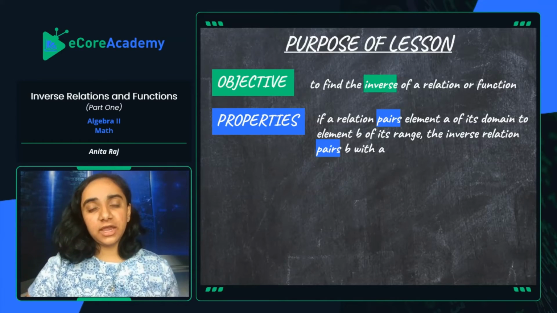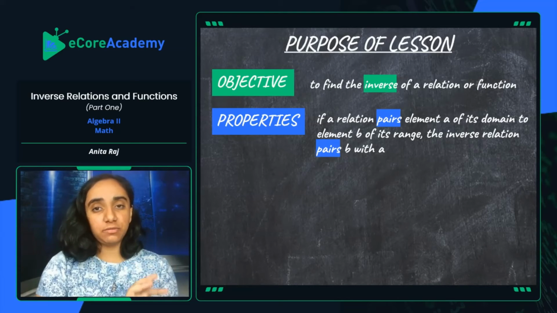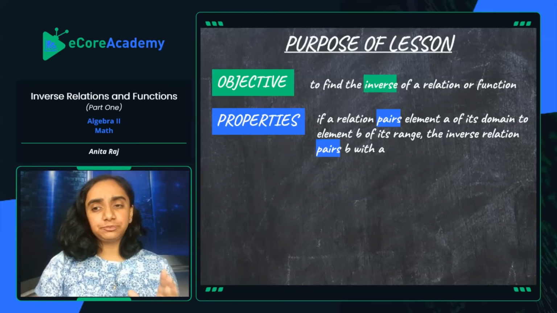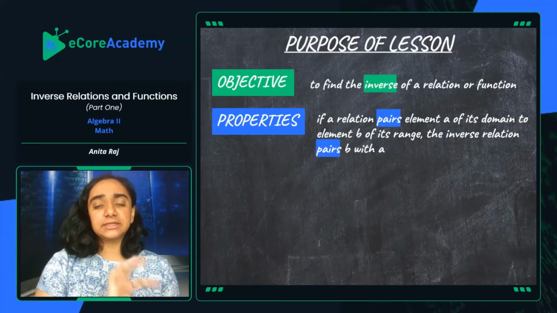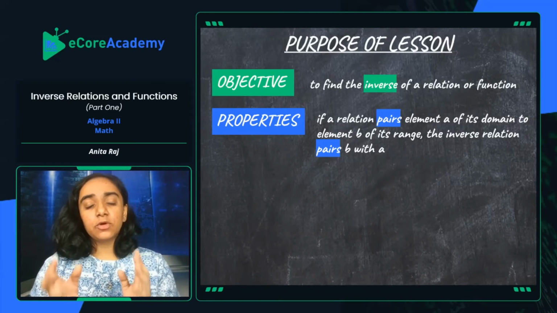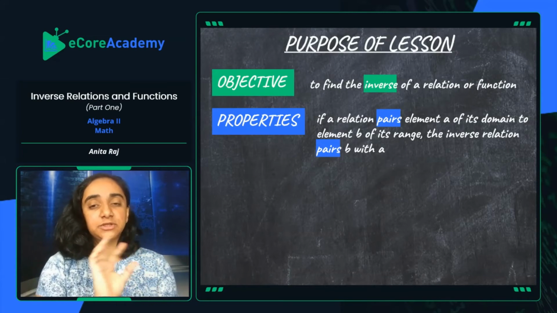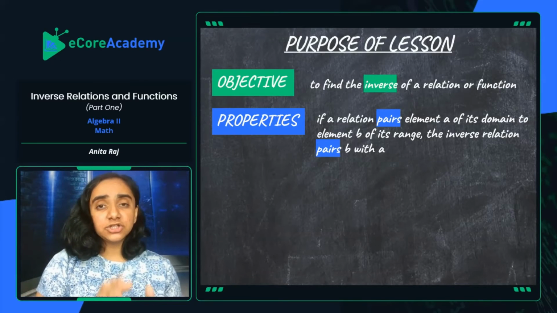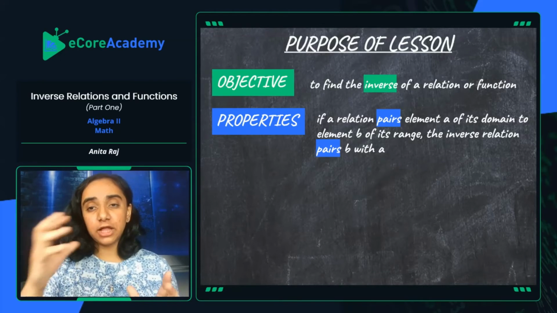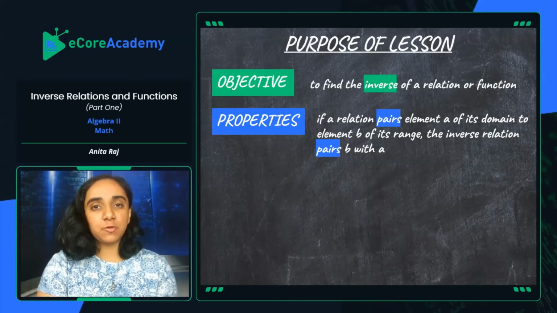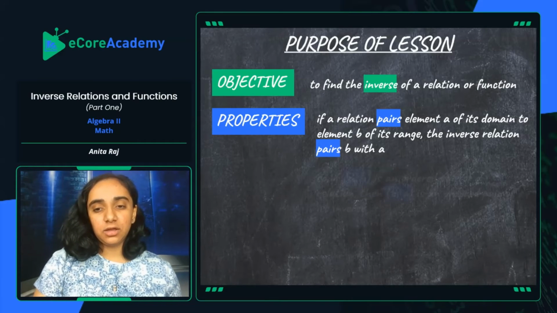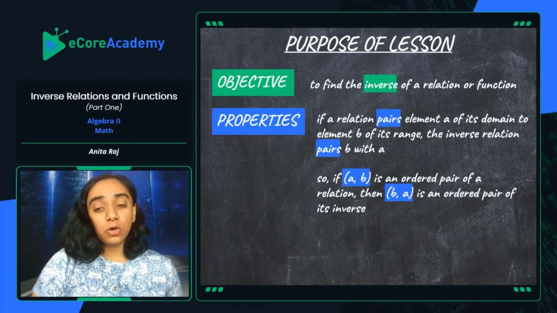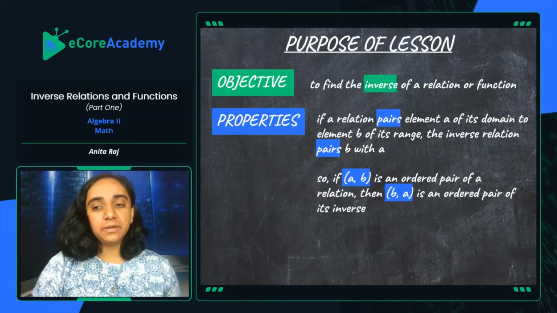However, when we look at the inverse, like I said, we're swapping the domain and the range. Therefore, instead of pairing A with 3, we're going to be pairing 3 with A, because we swap the domain and the range. Just like it says, a function will pair element A with element B, and the inverse is going to swap them and pair B with A. So if the ordered pair AB is an ordered pair of a relation, then the ordered pair BA is an ordered pair of the inverse.